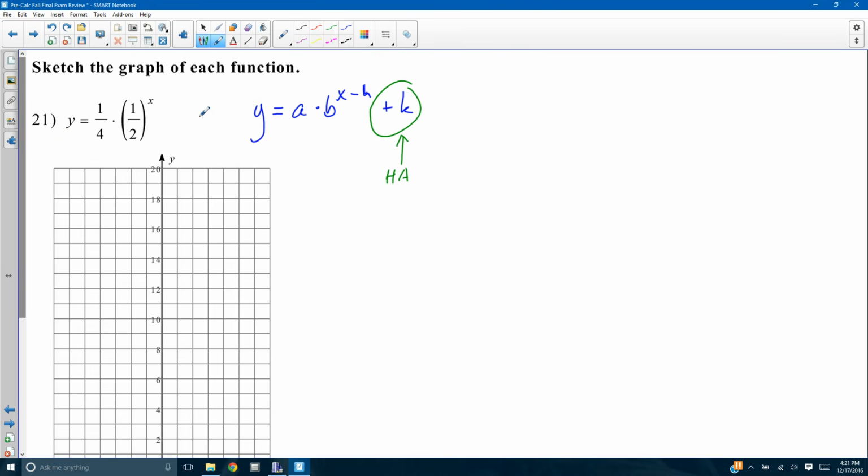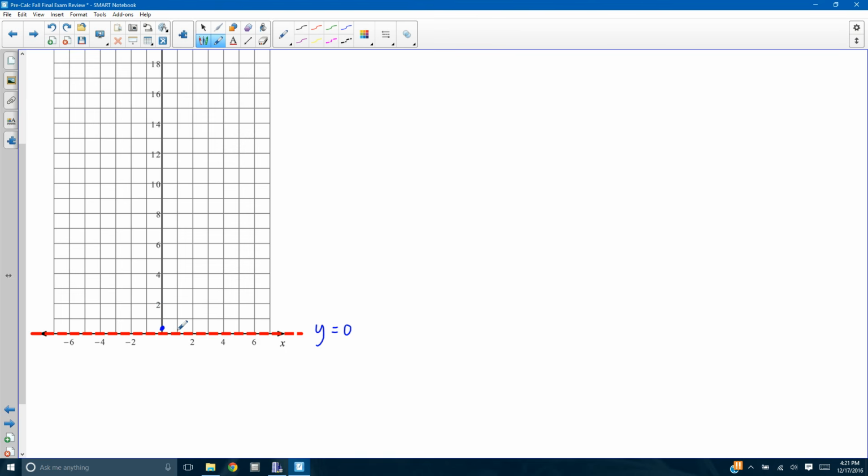As x continues to increase by 1, your y value continues to be half of what it was before, right? 1/4 times 1/2 to the first power is 1/4 times 1/2, which is 1/8. That's when x is 1. When x is 2, you get half of 1/8, which is 1/16. And 1/32, and so on. This is not a very pleasing graph, as you can tell.